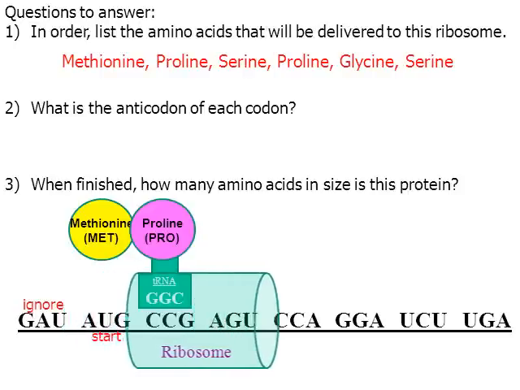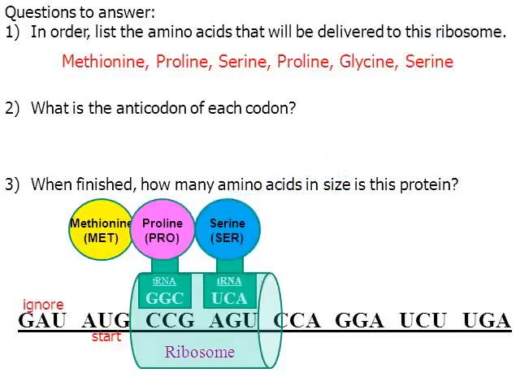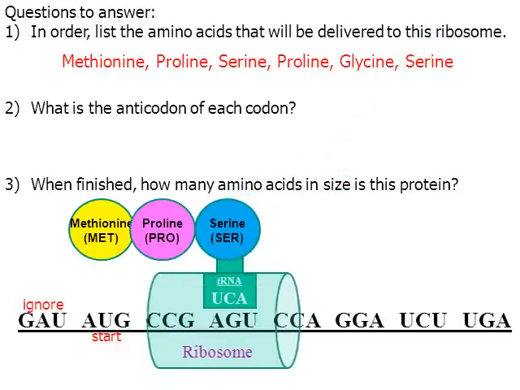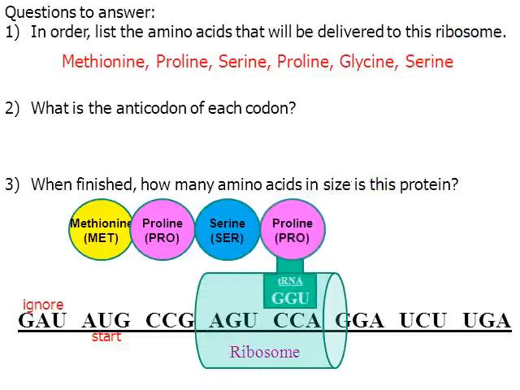The ribosome moves down a notch. AGU, look on your chart, find AGU. Transfer RNA brings over serine. The ribosome moves down a notch. The ribosome is reading CCA. Find CCA on your chart. That's the code for the amino acid proline.